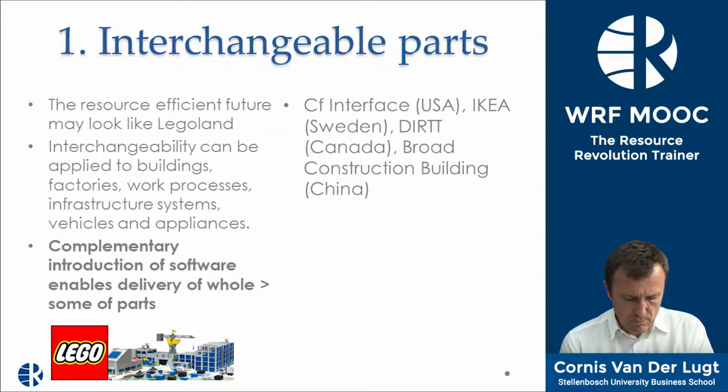You can look at the example of recognized innovators in the use of interchangeable parts. Companies such as Interface from the USA, the production of tiles, replaceable tiles. Companies such as IKEA from Scandinavia, Sweden. And also Broad Sustainable Building from China with its production of modular blocks made of concrete or steel to radically, for example, speed up the time frames within which new buildings and constructions can be put up.